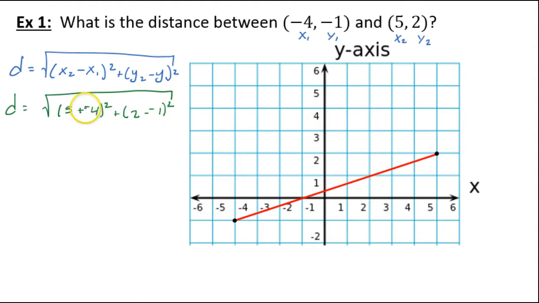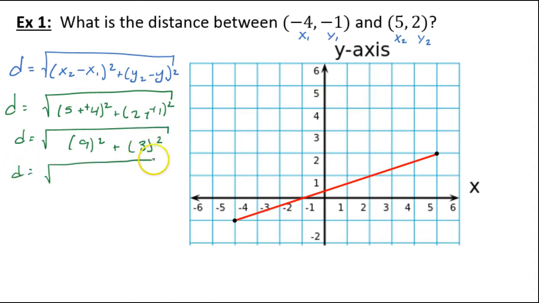These two negatives cancel out, or they actually become positive, so we end up with the distance is equal to the square root of 9 squared plus, these two also become positive, 3 squared. So if we square those values, we get 81 plus 9, or the square root of 90. So you can actually reduce this by creating factor trees. So if we do a little factor tree, we get 9 and 10.